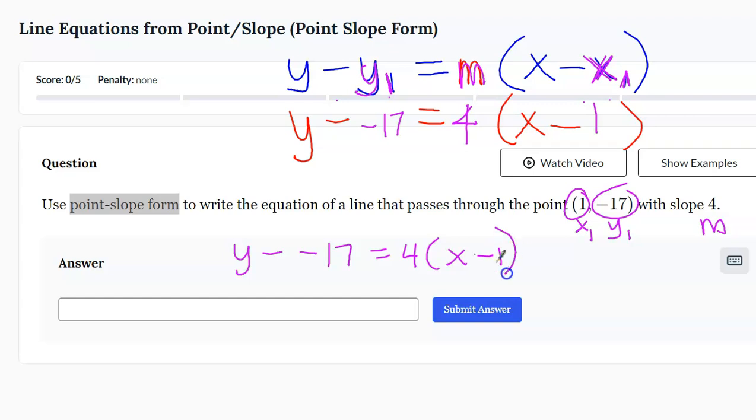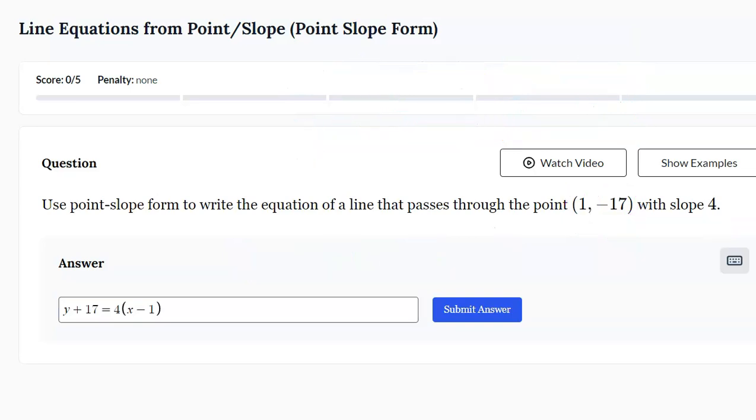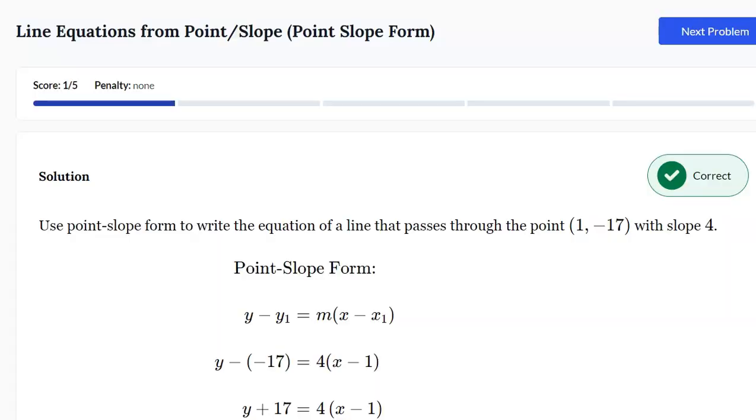And I can leave it in this format, but I should probably simplify anytime I have two negatives in a row. So I'm not going to distribute because it wants it in point slope form, but I am going to simplify this so that it doesn't have two negatives. So I'm going to type here in my answer box, y plus 17 equals 4 times the quantity x minus 1. And now it's in simplest point slope form.